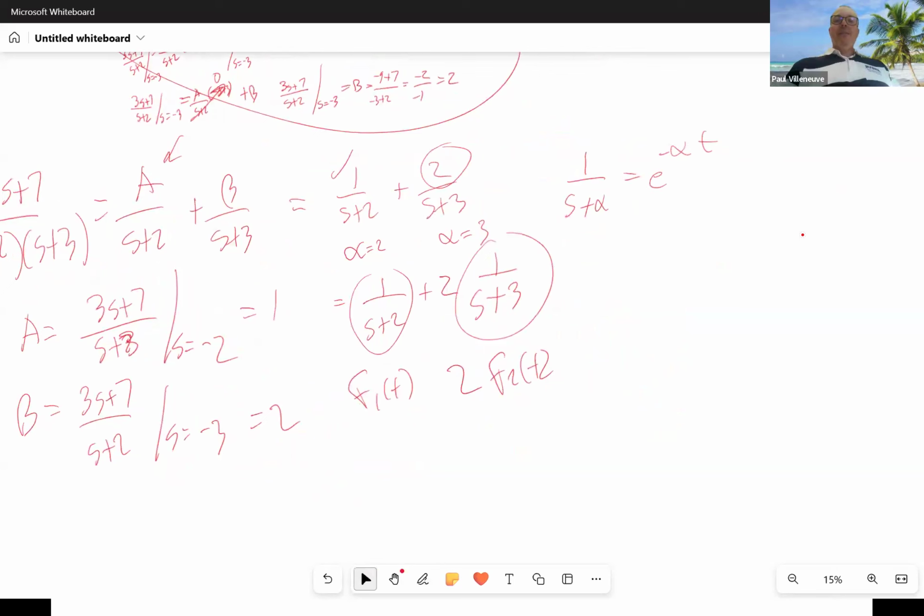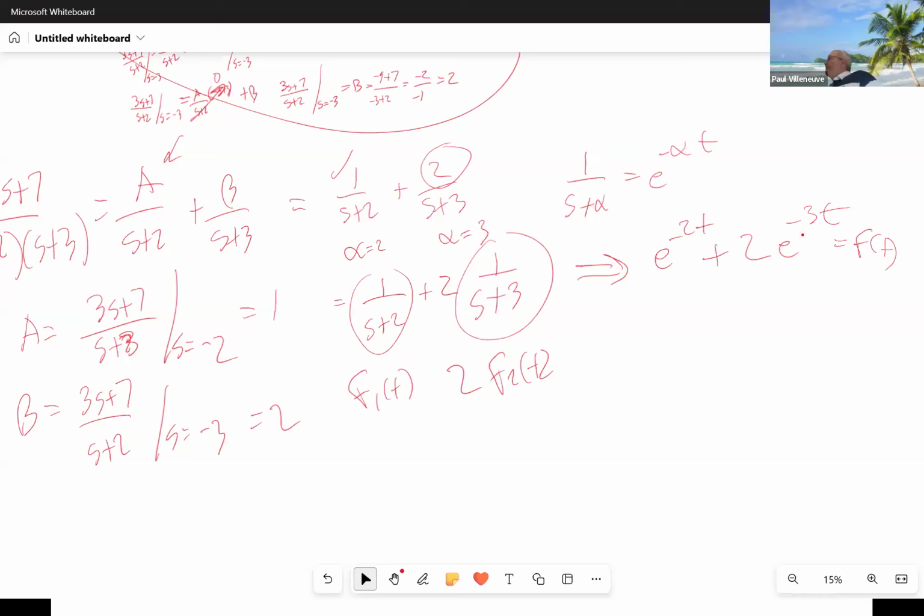So this becomes e to the minus 2t plus 2, because there's my constant that I multiplied the F of s by. That becomes e to the minus 3t. That is equal to my time domain solution, or my time domain result.